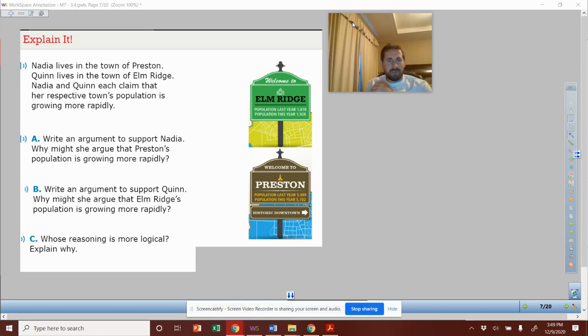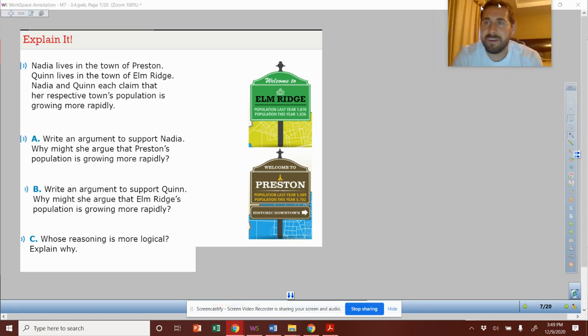So write an argument to support Nadia. Why might she argue that Preston's population is growing more rapidly? Write an argument to support Quinn. Why might she argue that Elm Ridge's population is growing more rapidly? And whose reasoning is more logical? Which one are you going to support in the end is what we're going to look at.